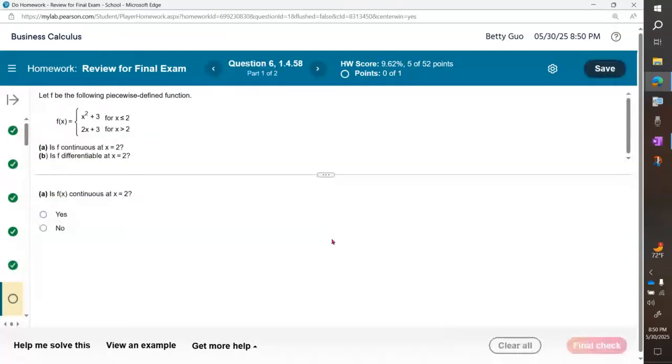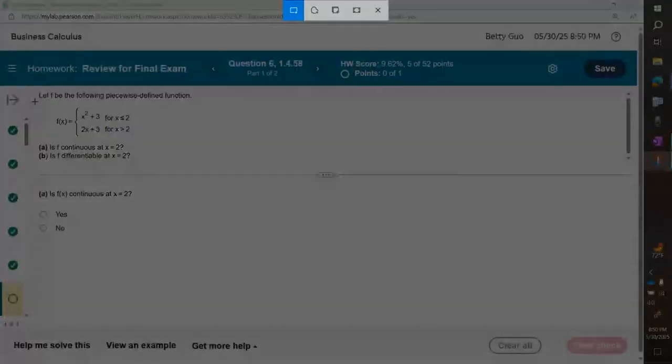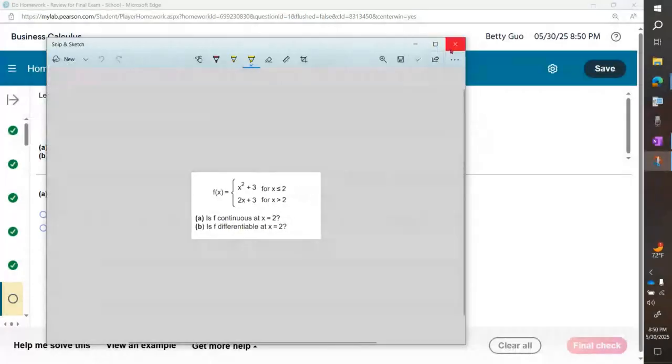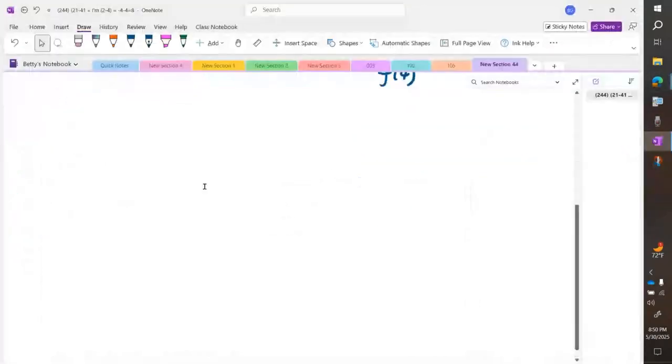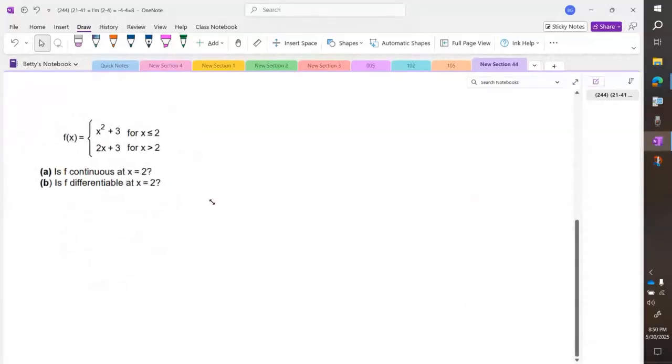This one, the first part is similar to the previous problem. The second part is about differentiability. Let's answer the first part first. Determine if the function is continuous at 2.